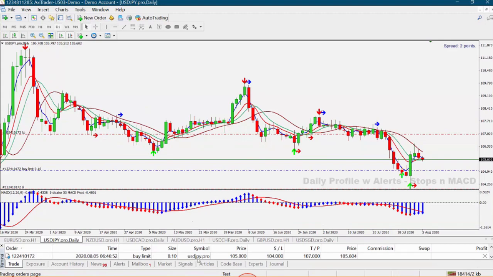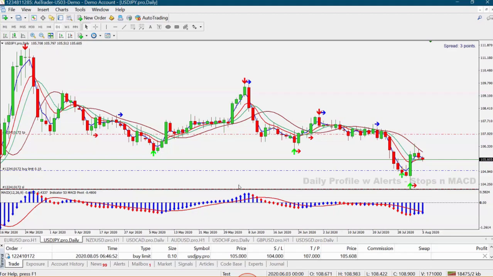euro, US yen. So the limit price to buy is 105. The stop loss is 104. And the take profit is 107. All nice, easy types of numbers to be looking at. So that's a potential trade that we can take a look at, see what happens with it.